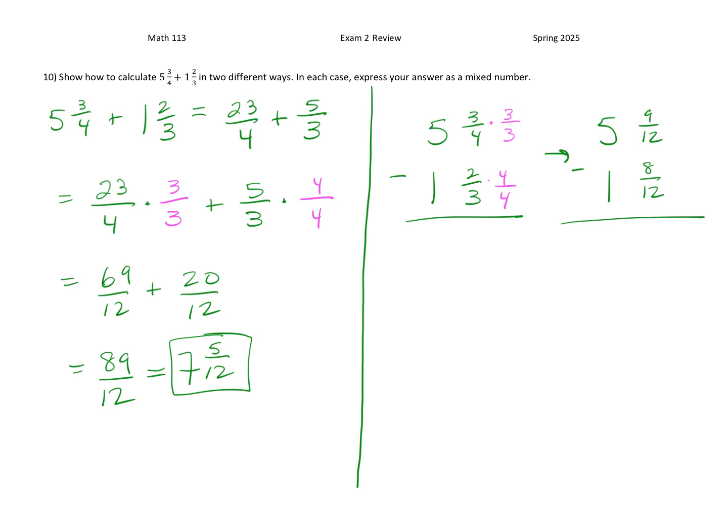And right, sorry, I forgot I'm adding here. Okay. So 9/12 plus 8/12 is 17/12. And 5 plus 1 is 6. And then 17/12, I can say, well, 12/12 makes a whole. So I'm going to give a whole to the whole part of the mixed number. And I will have 5 left over. 7 5/12.